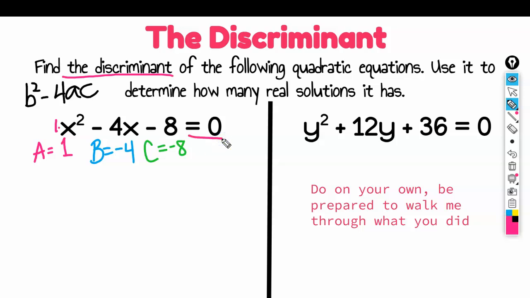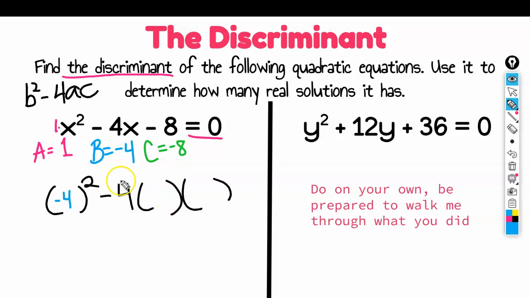We can use this. So when I am plugging into b squared minus 4ac, I like to put parentheses. I like to put the parentheses to remind myself I am not going to be seeing those letters anymore. I am going to be replacing those letters. Now, in the first one, I have b squared. Well, b is negative 4.